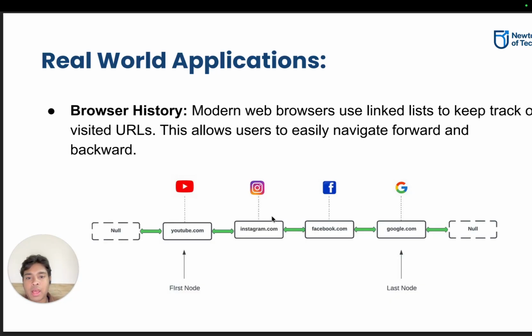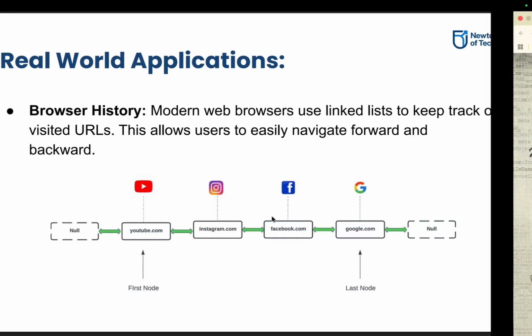This allows the user to easily navigate forwards and backward. I will show you a real example, but first I will explain it, then show how the linked list actually works. Suppose I open Chrome and I'm on a new tab. Then I open YouTube, after that Instagram, Facebook, and Google.